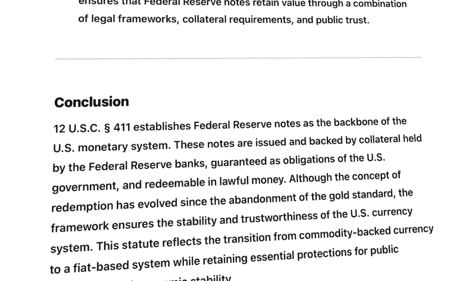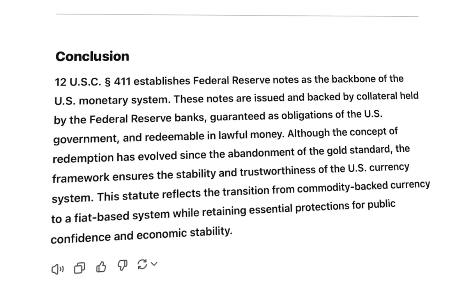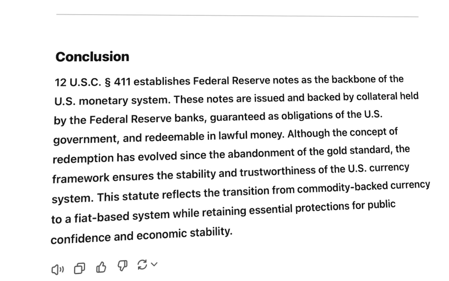Conclusion. 12 U.S.C. Section 411 establishes Federal Reserve notes as the backbone of the U.S. monetary system. These notes are issued and backed by collateral held by the Federal Reserve banks, guaranteed as obligations of the U.S. government, and redeemable in lawful money. Although the concept of redemption has evolved since the abandonment of the gold standard, the framework ensures the stability and trustworthiness of the U.S. currency system. This statute reflects the transition from commodity-backed currency to a fiat-based system, while retaining essential protections for public confidence and economic stability.